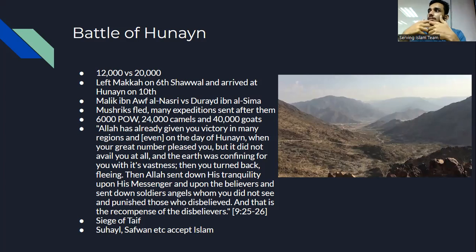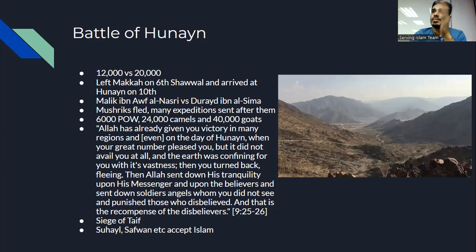The people of Taif, Hawazin and Thaqif accepted Islam. And the war booty from this battle was the largest among the battles that Muhammad fought: about 6,000 prisoners of war, about 24,000 camels, and about 40,000 goats. So about 40,000 goats, 24,000 camels, and 6,000 prisoners of war. The largest war booty that the Muslims have received.